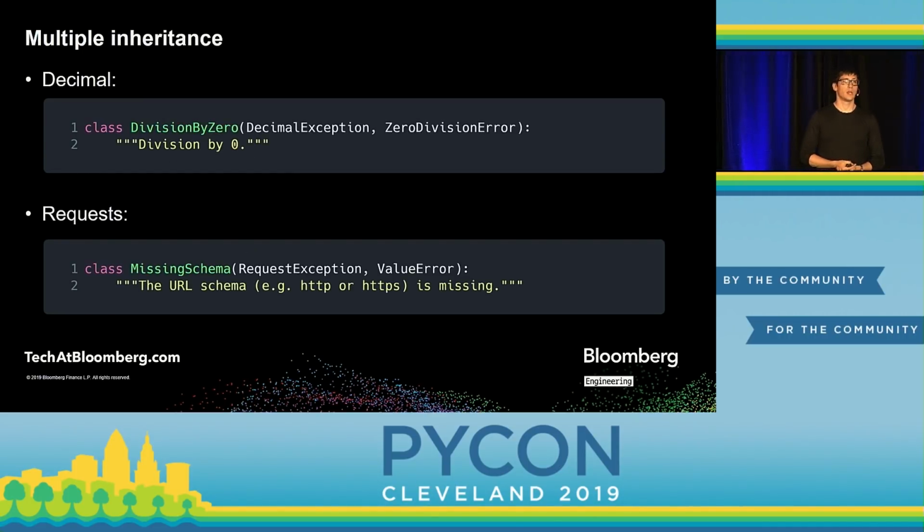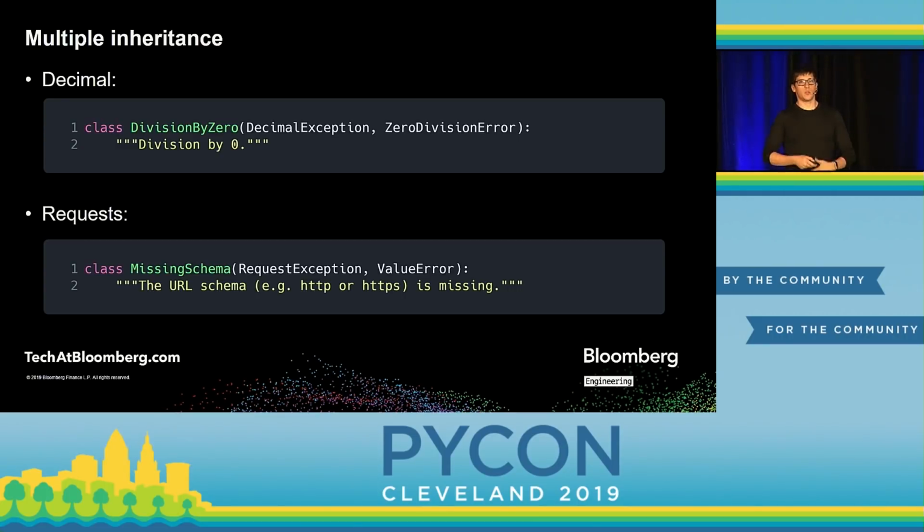Basically, if you want, you can also do multiple inheritance with exceptions. So if you want, for example, the exception to be captured by two different bases, you can do that. You can see that in the decimal module in the standard library. DivisionByZero inherits from both DecimalException and ZeroDivisionError. This is handy because whenever you are capturing an exception, you can be capturing any of those, and if you raise one of those, it will fall into that code path.